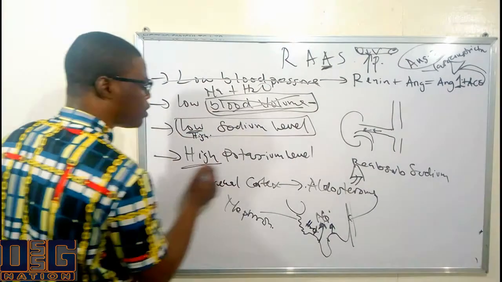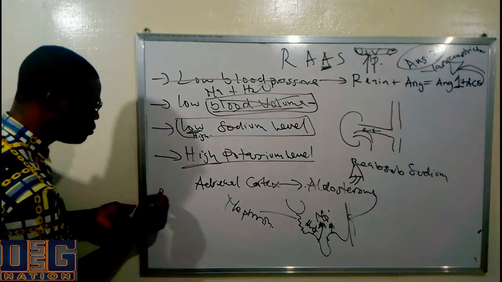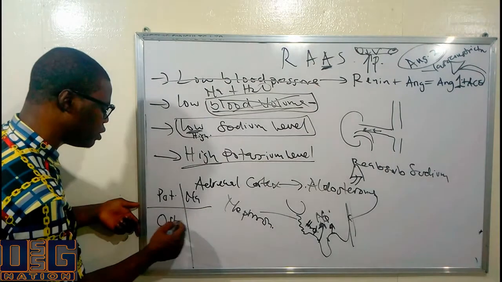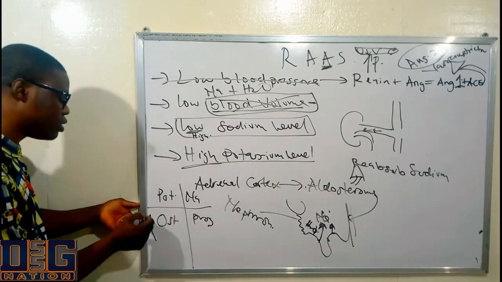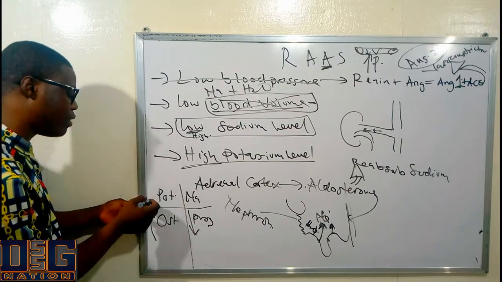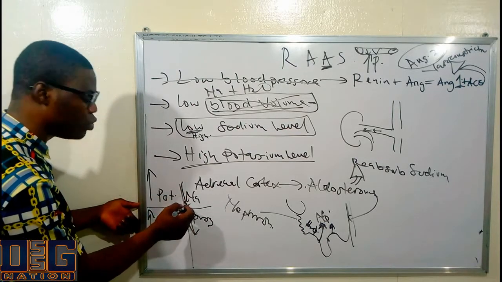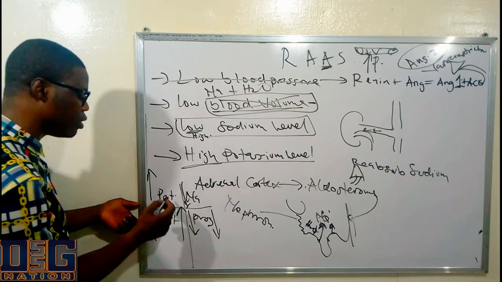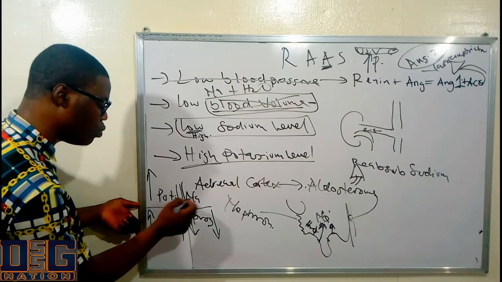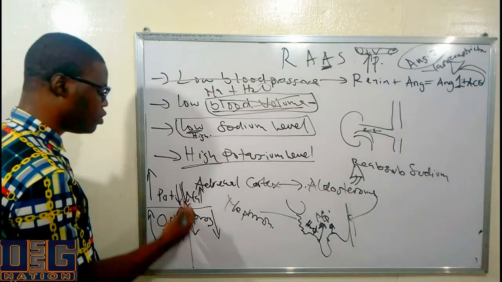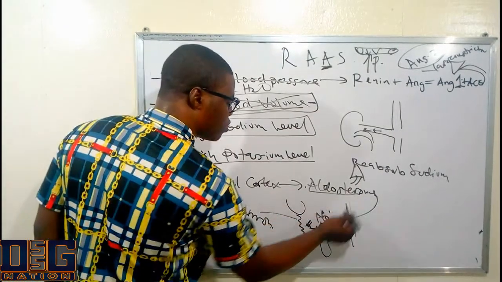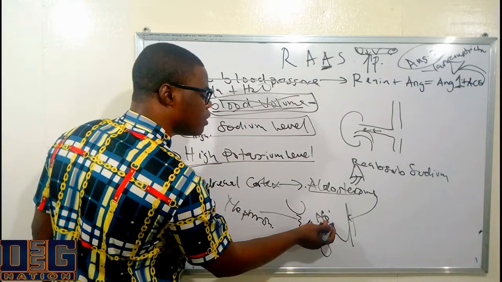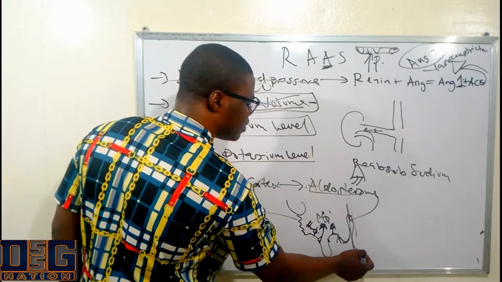And lastly, high potassium level. Just know that potassium and sodium behave just like estrogen and progesterone. Whenever estrogen is high, progesterone is going to be low. And whenever potassium is high, it means sodium is going to be low. So if estrogen is high, progesterone is going to drop. So if potassium is low, sodium is going to be high. What's the meaning of this? In short, we said that aldosterone is going to reabsorb sodium, and that will bring about high sodium level. Which means, as sodium is being reabsorbed, potassium is going to be excreted in your urine.